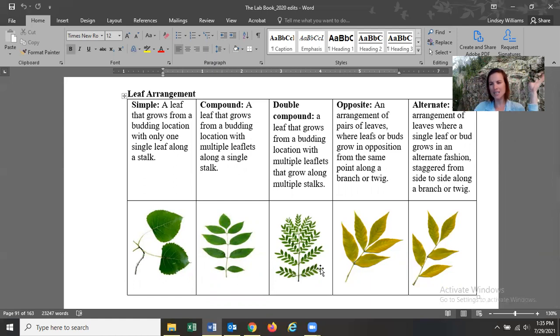That's pretty simple to tell the difference. You only have one tree leaf that is double compound, just one. So it should be easy to notice.